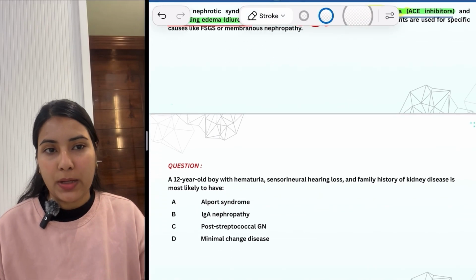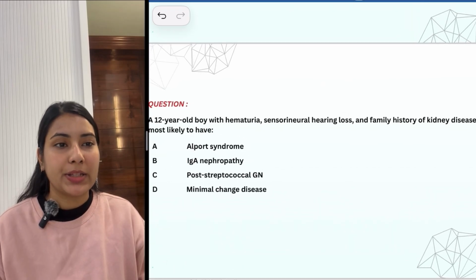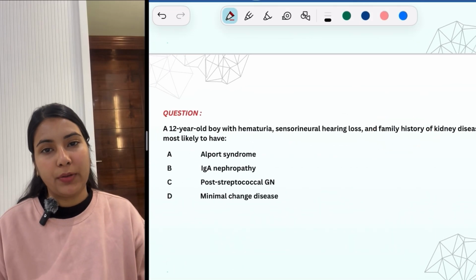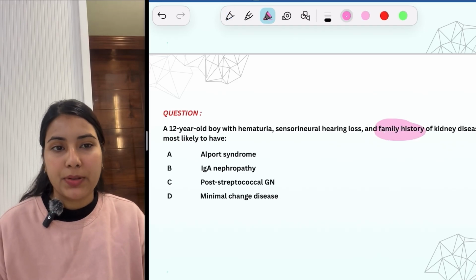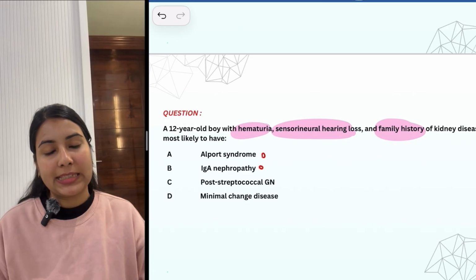Moving on to the next question. A 12-year-old boy with hematuria, sensorineural hearing loss, and family history of kidney disease is most likely to have. So your options are Alport syndrome, IgA nephropathy, post-streptococcal glomerulonephritis, and minimal change disease.